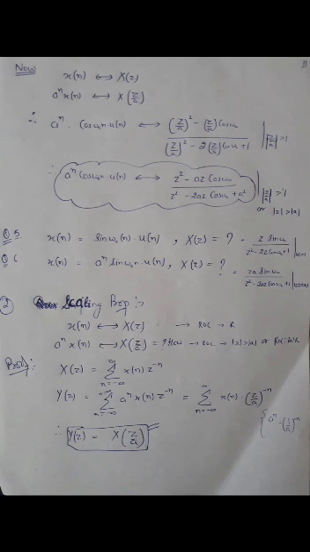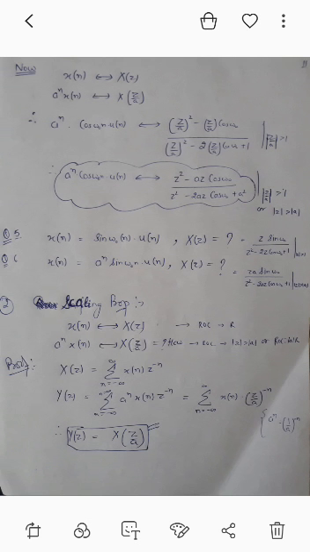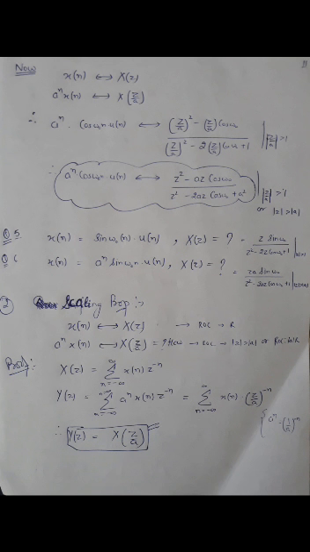For the next part, there are two questions you have to solve: x[n] is sine omega naught n into u[n], and the second is a raised to power n sine omega naught n into u[n]. You have to find the z transform. The answer is already given here, but you have to solve it completely for today's assignment.